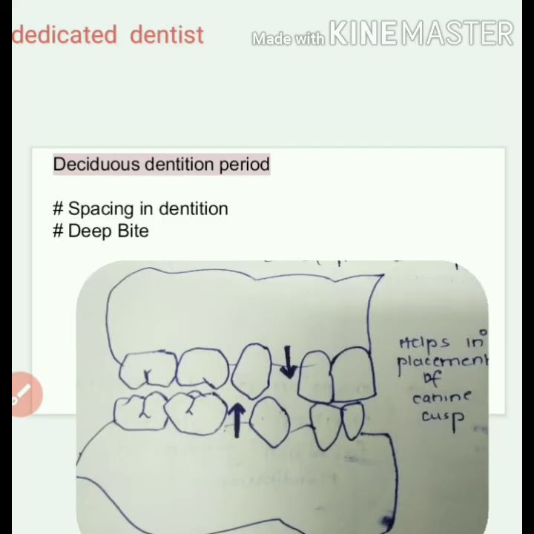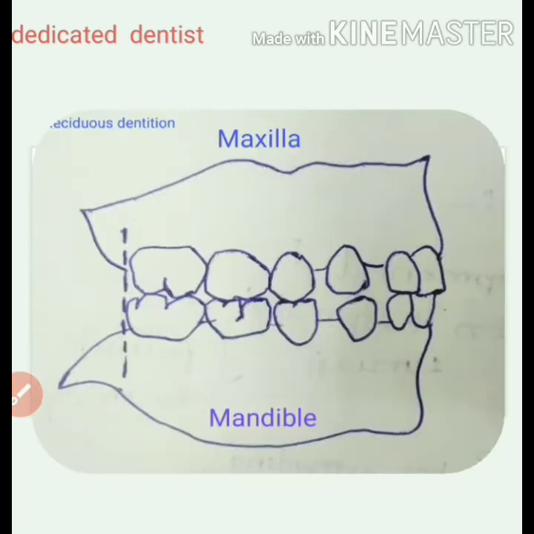Now, if the child doesn't have spacing in the deciduous dentition, we can suggest that there is a 70% chance that it will lead to crowding in the permanent dentition. However, this is not always the case because there is also forward growth of the mandible taking place. So, this is the normal relation we get in a deciduous dentition. This is the normal feature of deciduous dentition.